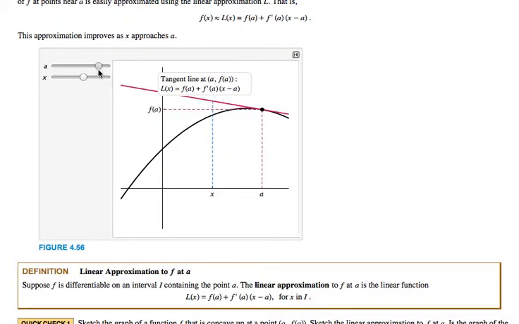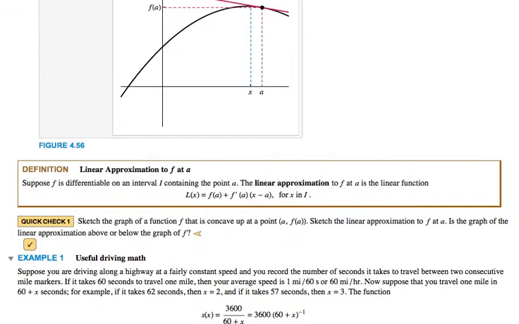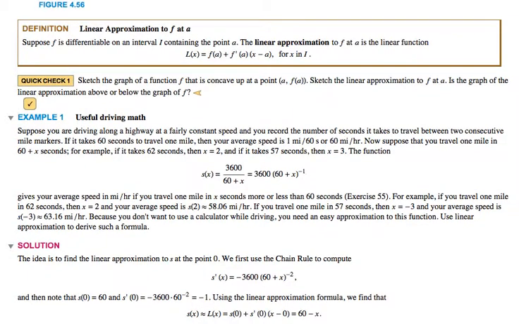You can see if we change A here, the value of x as we go further from A, the approximation and the actual value are going to be pretty far apart. But if I take x close to A, then the value of the function and the value of the approximation are really close to the same thing. So this brings us to our first definition, the linear approximation to f at A. If f is differentiable on an interval containing the point A, then the linear approximation to f at A is the linear function described earlier.